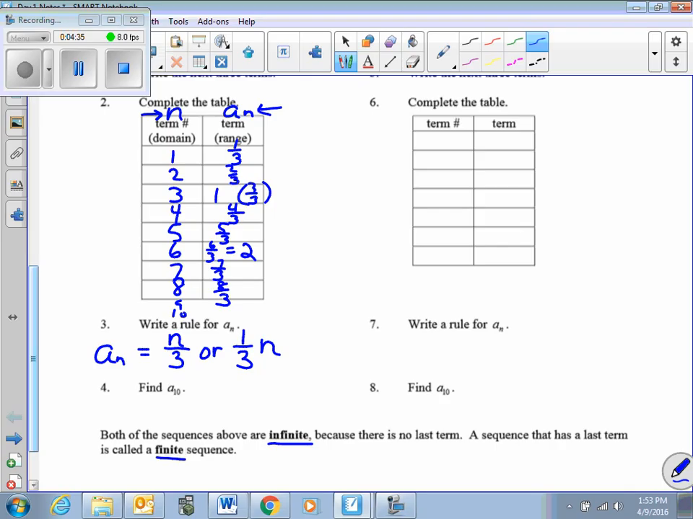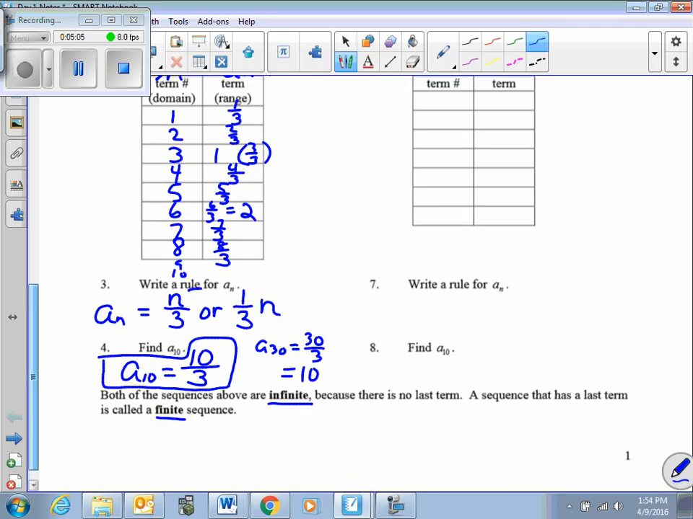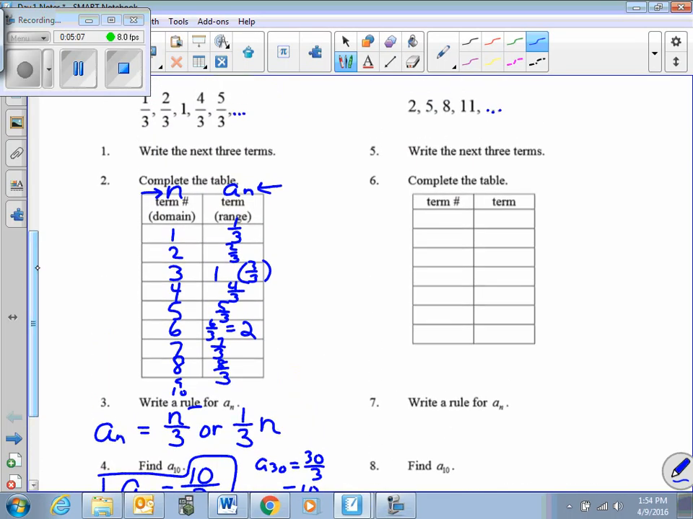Now that I have my rule, it says find the 10th term, a sub 10. All I have to do is say a sub 10 is n, which is 10, over 3. Simple as that. I have found my 10th term. What would a sub 30 be? It would just be 30 over 3, which is 10. So we can find any term in that sequence because we found the rule for arriving at those terms.